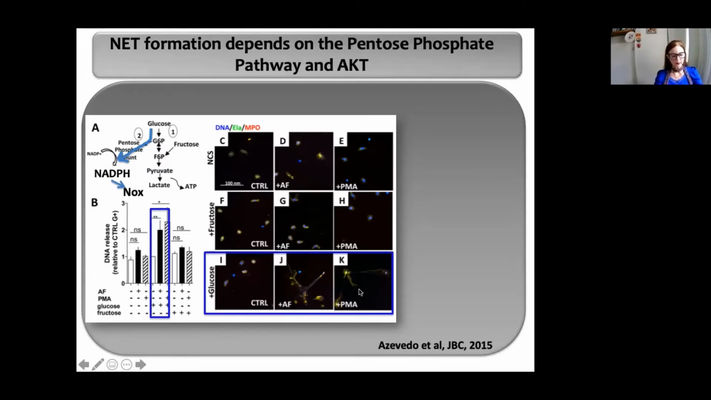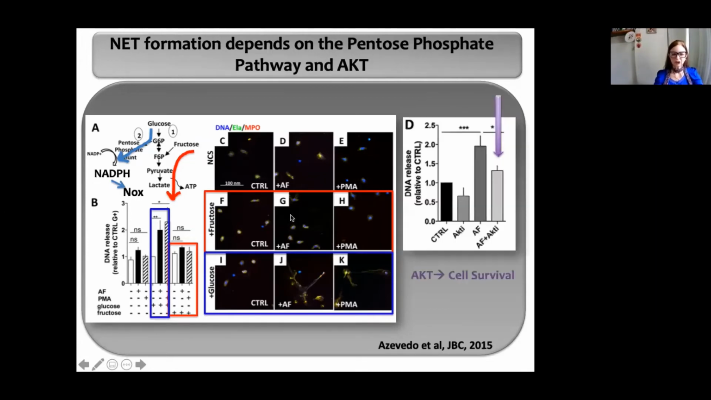But when we incubate these neutrophils in the presence of fructose, which enters here in the glycolytic pathway, you can no longer feed the pentose phosphate pathway, so we cannot produce NET formation, showing again the importance of glucose to the amyloid fiber induced NET formation. And I'm going to skip this.